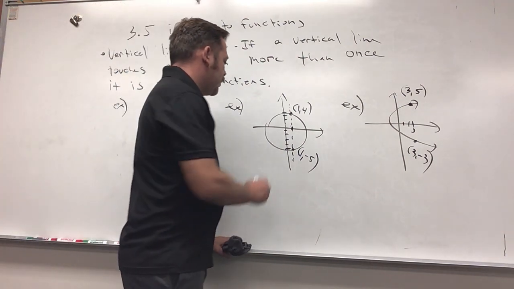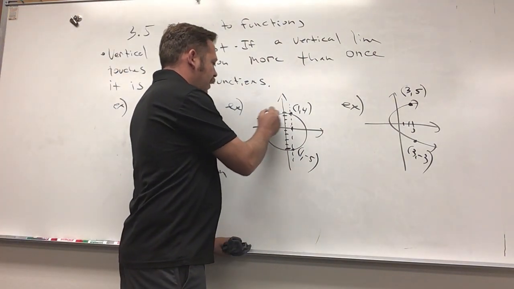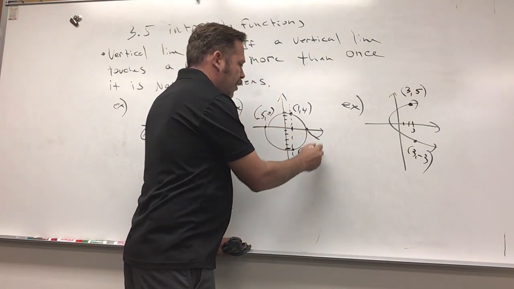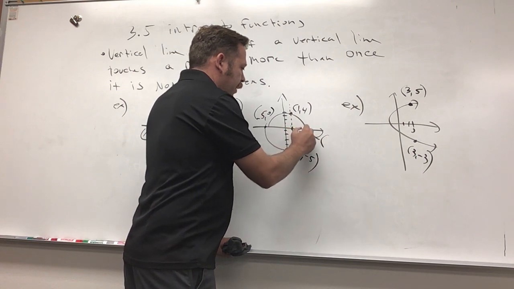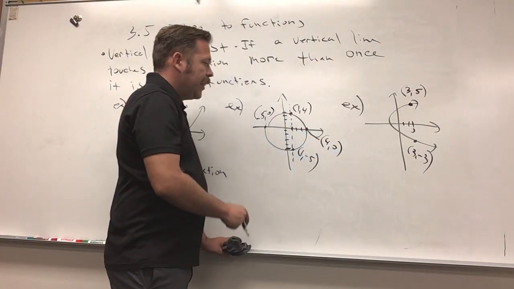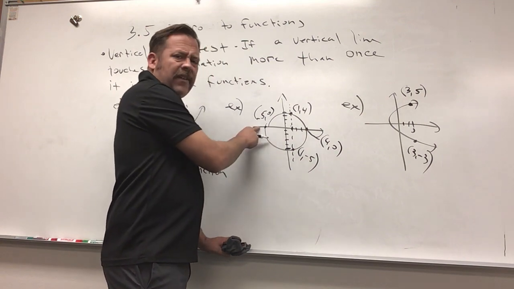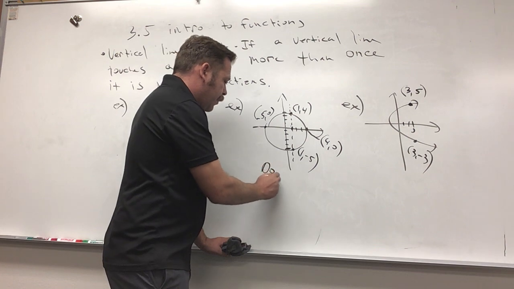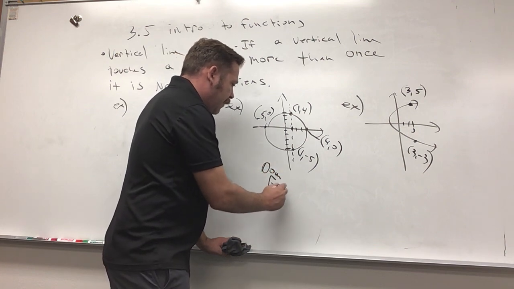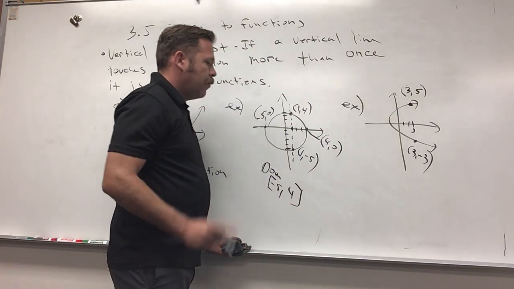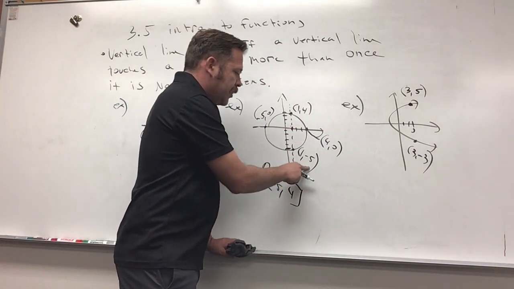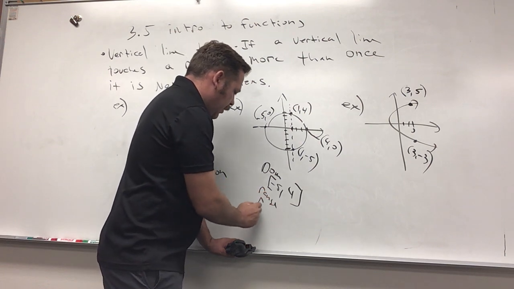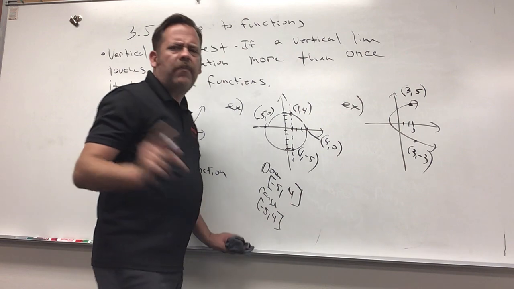How about this one? Let me add some marks. Let's say this point here is (-5, 0), and this point here is (4, 0). Well, what's the domain? How far left does it go? -5. How far right does it go? 4. So the domain would be -5 to 4. What's the range? Looks like it goes all the way down to -5 and all the way up to 4. Oh, it's also -5 to 4.